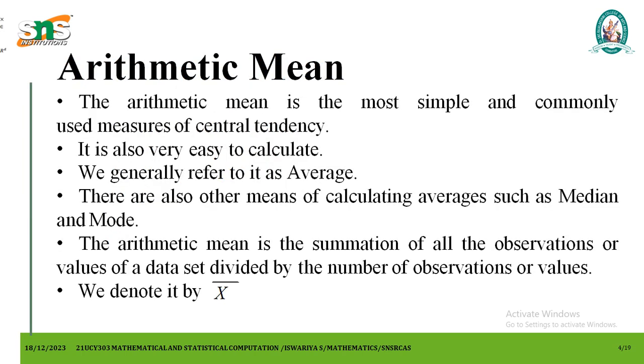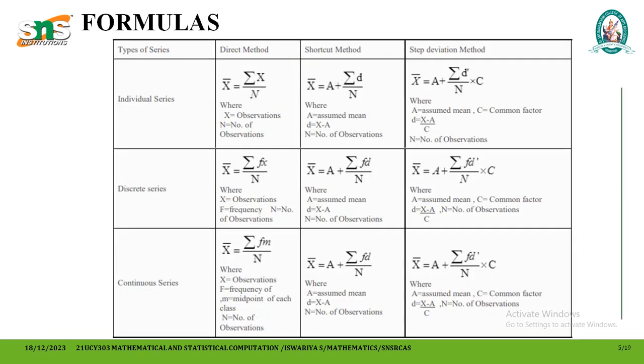So the first one is the arithmetic mean. The arithmetic mean is the simplest and most commonly used measure of central tendency. It is also very easy to calculate. We generally refer to it as the average. There are also other means of calculating averages, such as median and mode. The arithmetic mean is the summation of all the observations or values of a data set divided by the number of observations or values. We denote it by x bar. These are the formulas for the arithmetic mean for individual series, discrete series and continuous series.